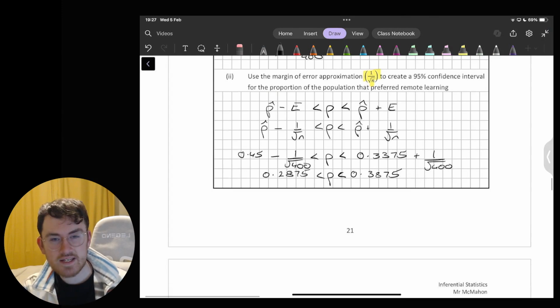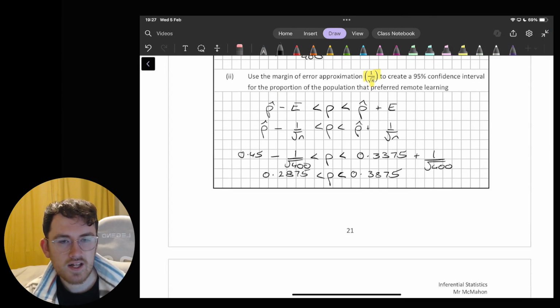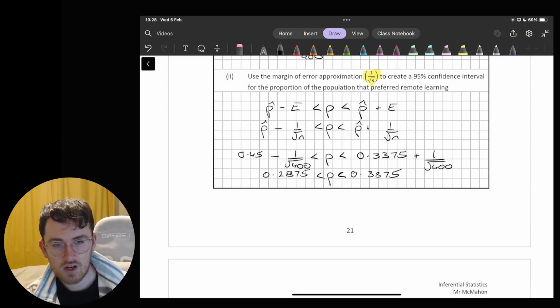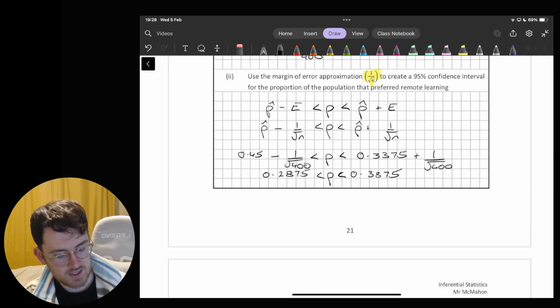We are basically saying that we think the true value for the population proportion lies between about 0.2875 and 0.3875. So we're giving ourselves an error of about 0.1 in total there, and maybe 0.05 either side.